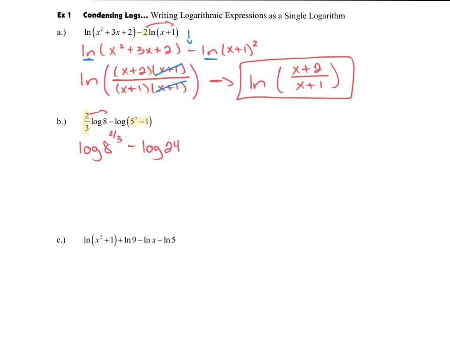Now I can see that I have two logs. They do have the same base, and I am subtracting them. So I can write those as a single logarithm. So I can say log, and then I'm going to put the 8 to the 2/3 in the numerator. And again, this goes back to our algebra skills. What I'm going to recognize is that 8 can actually be written as 2 cubed.